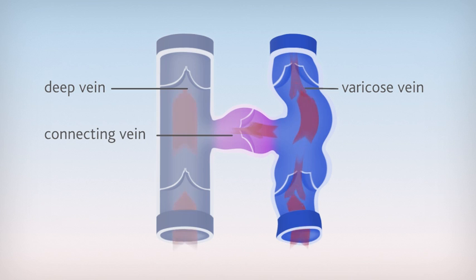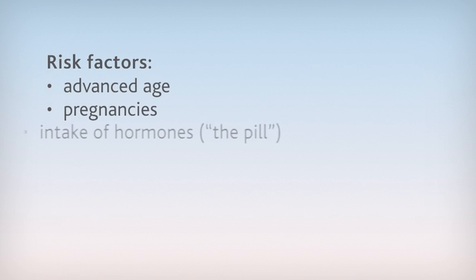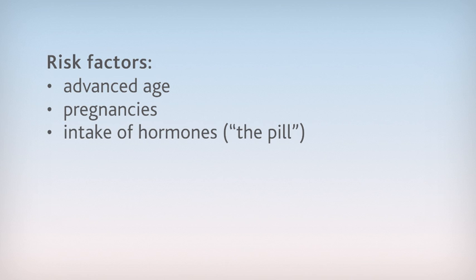Besides a congenital connective tissue weakness, certain other risk factors also encourage the development of this condition. These risk factors include advanced age, pregnancies, the intake of hormones, for example, the pill, lack of exercise, and overweight.